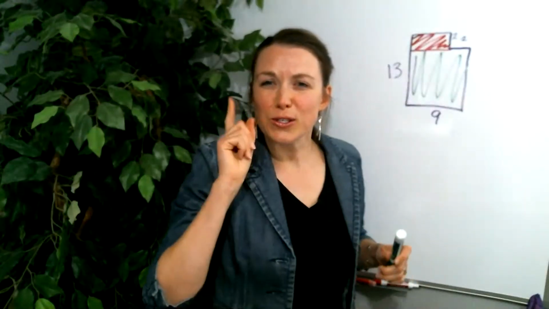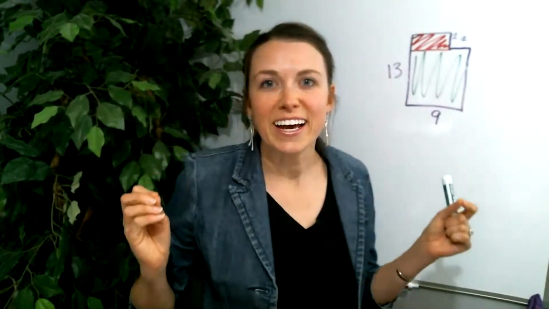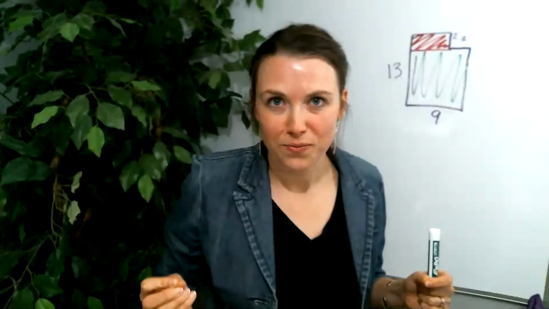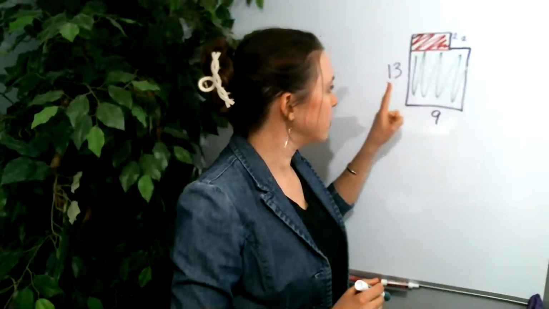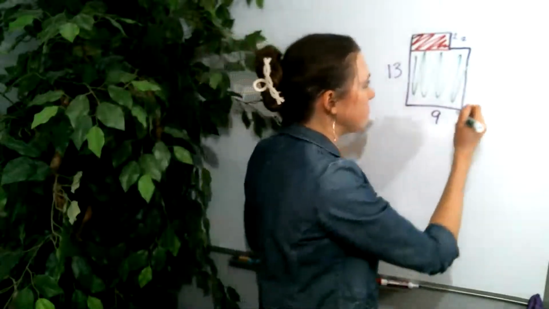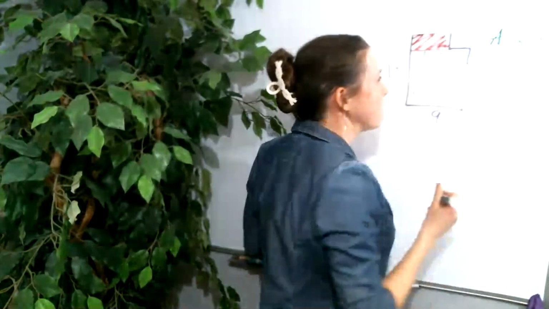So do you remember what the equation is to find the area of a rectangle? If you remember it, type it in the chat. The area of a rectangle. How do we figure it out? So we're going to go length times width. Okay, so area equals length times width.